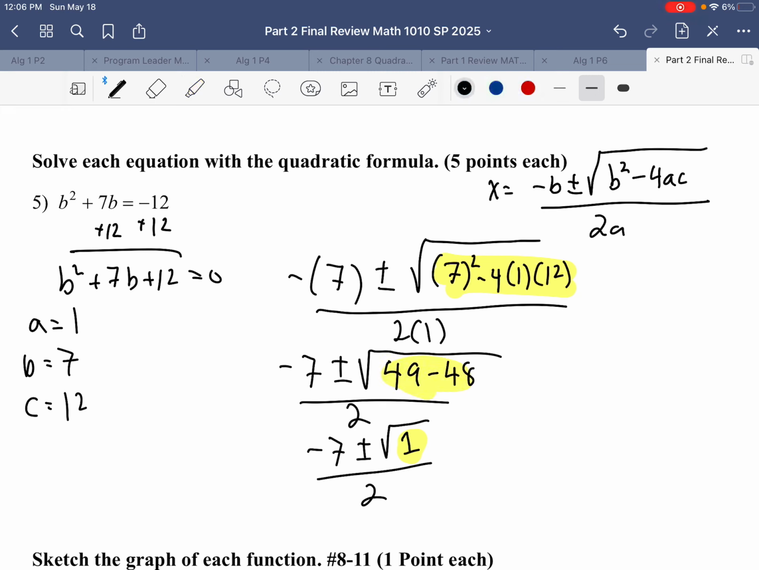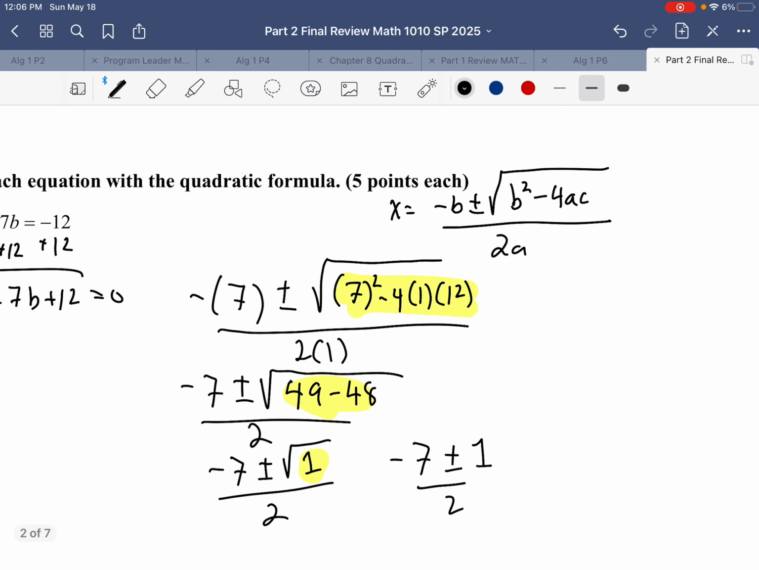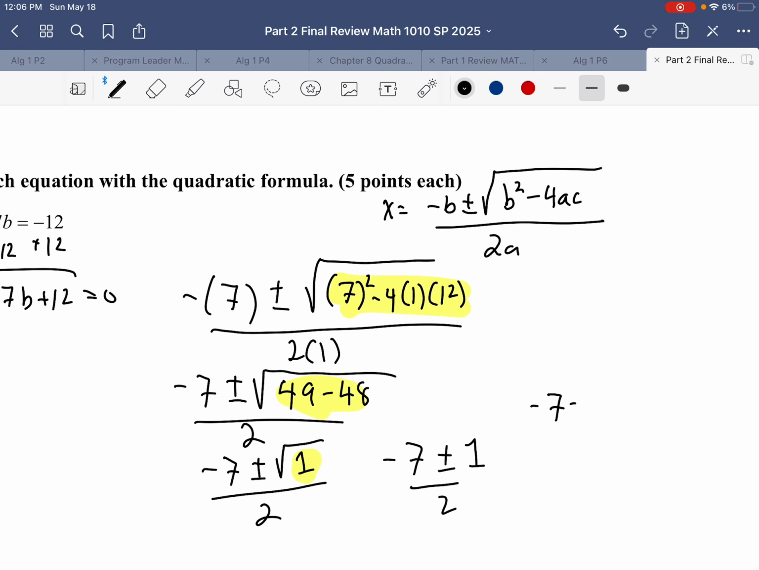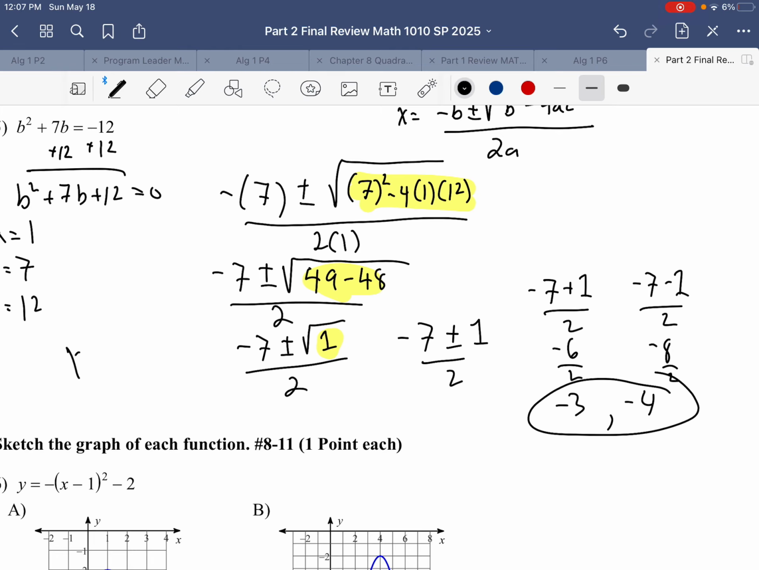I can rewrite this like negative 7 plus or minus 1 over 2. Now, if this were a radical that we couldn't simplify, like the square root of 3, I'd be fine with this as an answer. But if it's negative 7 plus or minus 1 over 2, I want us to rewrite it like negative 7 plus 1 over 2, negative 6 over 2 to get negative 3. And then negative 7 minus 1 over 2, negative 8 over 2, negative 4. And so those two would be my solutions: x equals negative 3 and x equals negative 4.